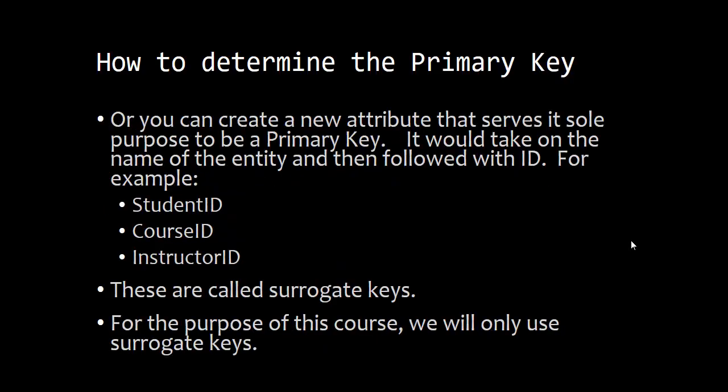Or you can create a new attribute that serves its sole purpose to be the primary key. It would take on the name of the entity and then follow with an ID, for example, student ID, course ID, and instructor ID. And let's not confuse the student ID with your student ID that you have for the college. This would just be an ID that would be used to represent that instance. These are called surrogate keys. Basically, these are keys that have nothing to do with anything. They're by themselves. Their sole purpose is nothing more than to be a genuine, unique identifier for each instance of an entity.